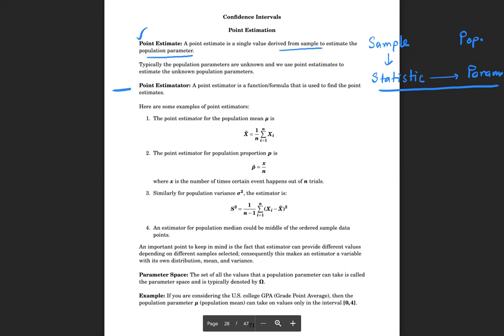Point estimator is the formula that is used to find the statistic, the value that you're looking for from the sample. So for sample average, you find X bar. For sample proportion, you find P hat. Sample standard deviation, you find S. Sample variance, you find S squared. And the corresponding values for the population parameter.